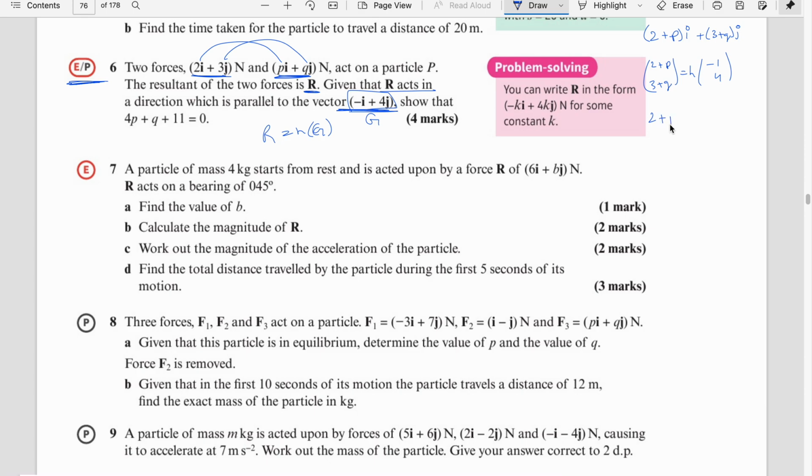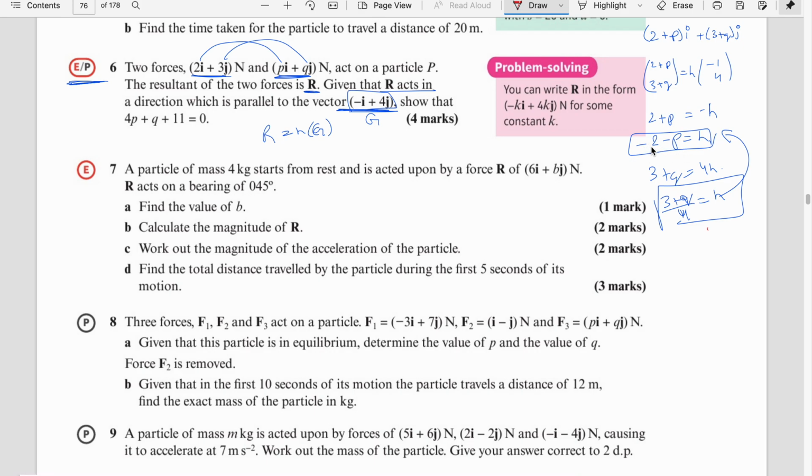So 2 plus p is equal to minus h on the other side. And first let me simplify this. Minus 2 minus p is equal to h. And on the y side, this is 3 plus q is equal to 4h. Now if I bring this 4 onto the left hand side, I get h. Now we can substitute h into h.